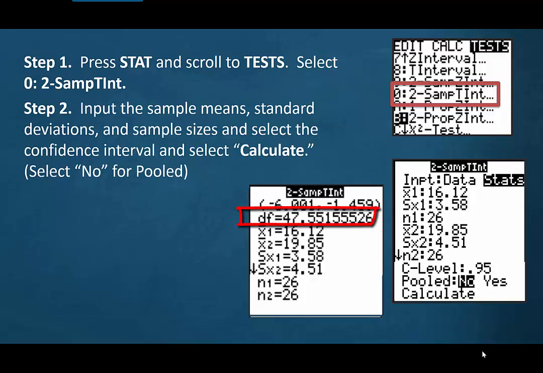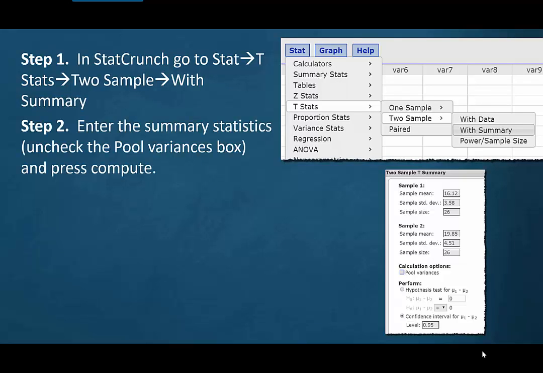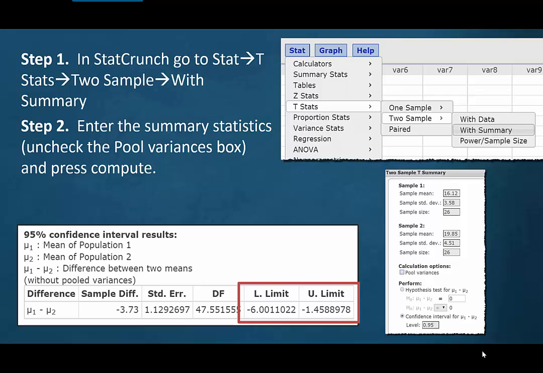So when doing this on the AP using technology, be sure to name the procedure, 2-sample t interval, give the interval, and give the degrees of freedom. Make sure you select No for pooled. In StatCrunch, go to Stat, T Stats, 2 Sample, With Summary. Enter the summary statistics, uncheck the pool variance box, and press Compute. And we get the same thing that we did when we used the TI.